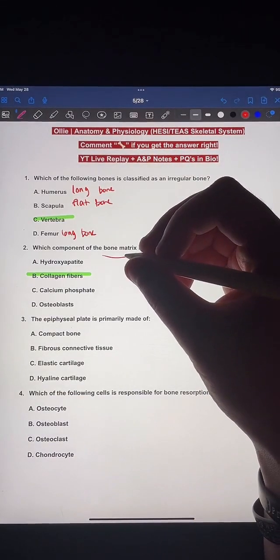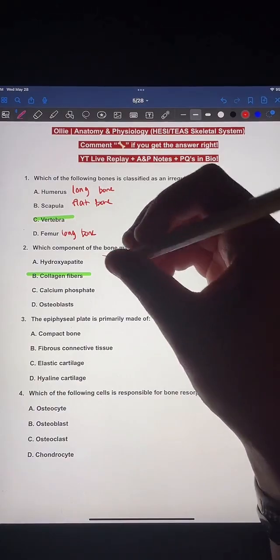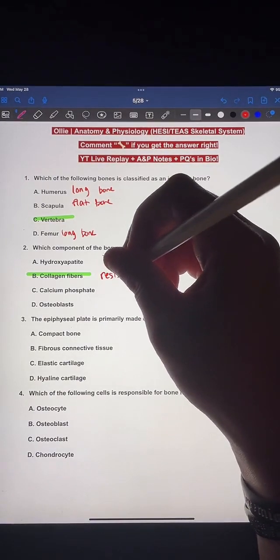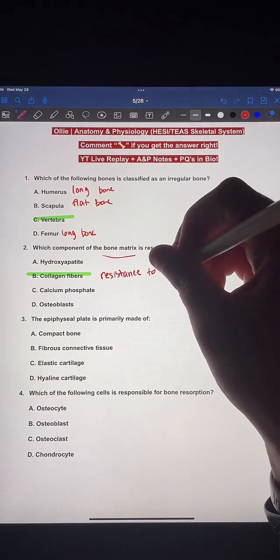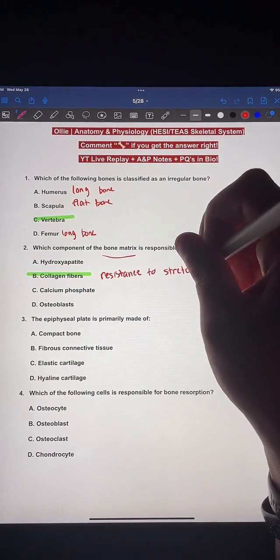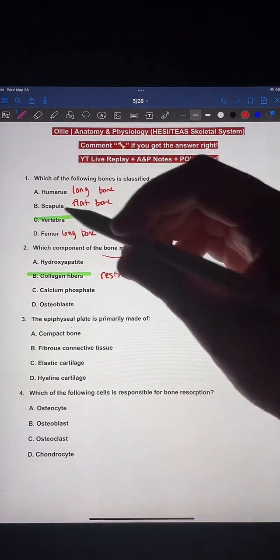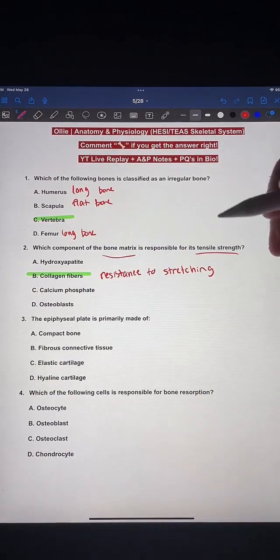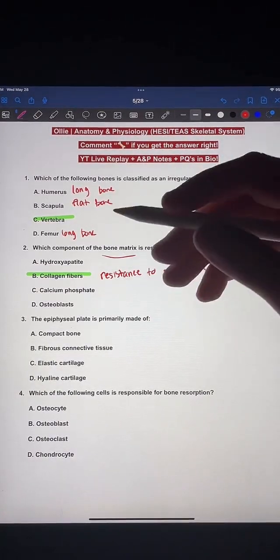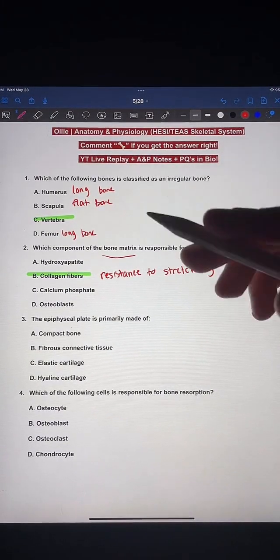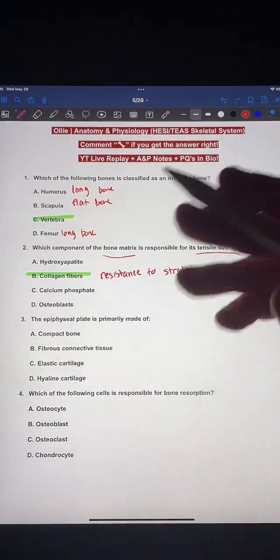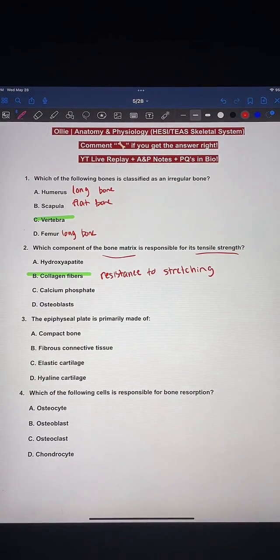Collagen fibers provide its tensile strength, which gives its resistance to stretching. The hydroxyapatite is the compressive strength and hardness. Calcium phosphate is going to contribute to the hardness as well. Osteoblasts are going to build up the bone matrix.